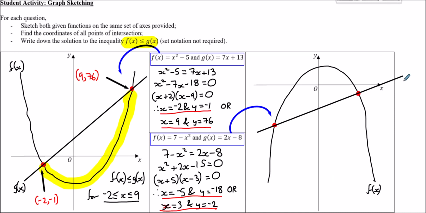G of x is the straight line. Label the points of intersection. So the leftmost one, this one here, was -5, -18. And this one over here is where x is 3 and y is -2.